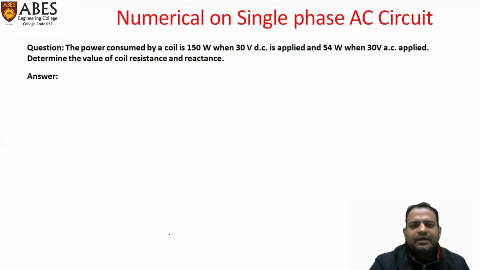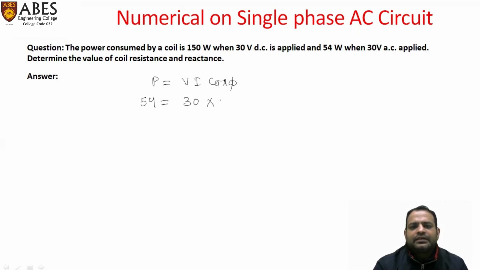We have an alternative method. We know that P is equal to VI cos phi. The power consumed by the AC circuit is 54 watt, the voltage is 30, and the current is 3 ampere. So we get the value of cos phi, which is 0.6.